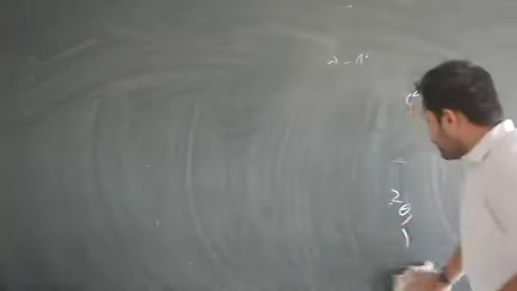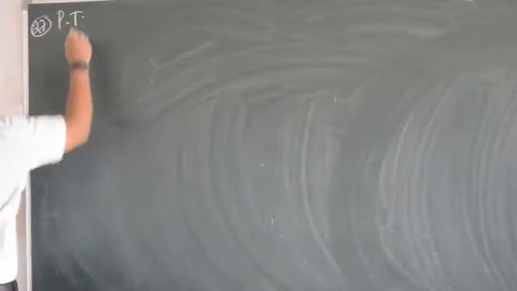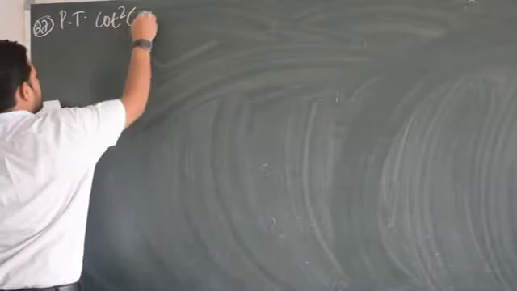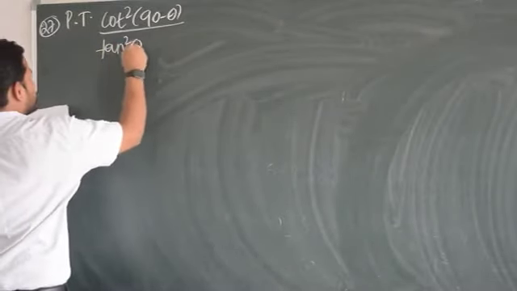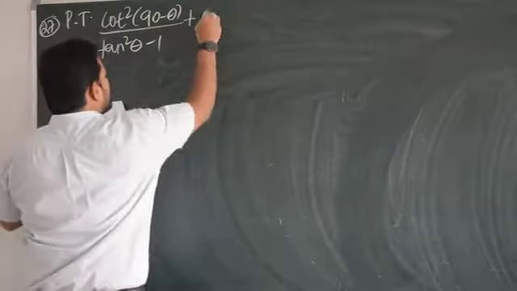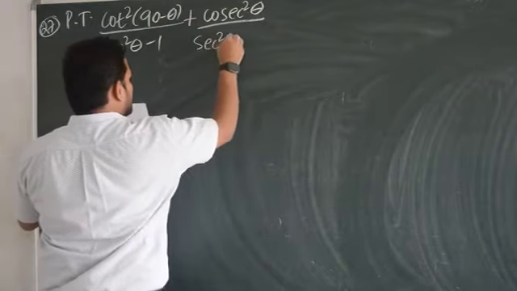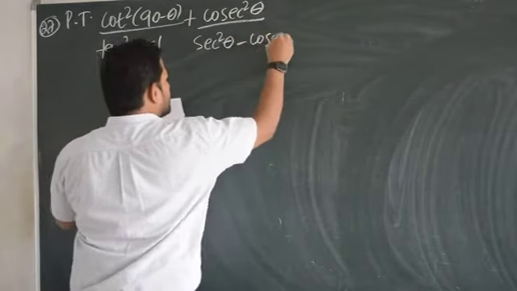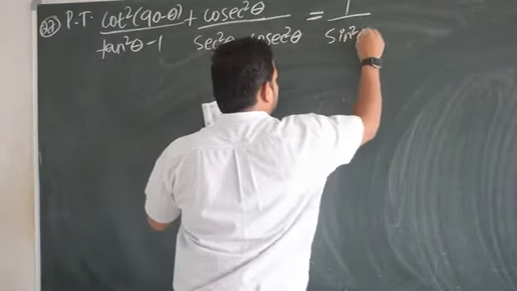Okay, fine. So another 27 optional question was asked. There are two questions given. One we have solved. Let us solve this optional question also. That is 27 question only. The question was given like this. Prove that cot square of 90 minus theta divided by tan square theta minus 1, plus cosecant square theta divided by secant square theta minus cosecant square theta is equal to 1 over sin square theta minus cos square theta.